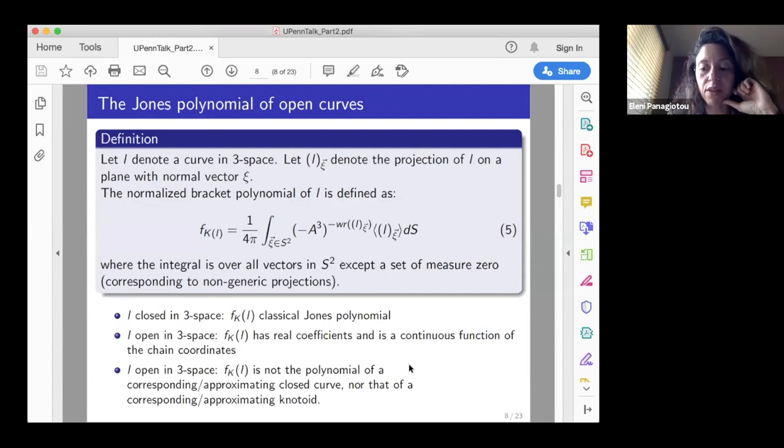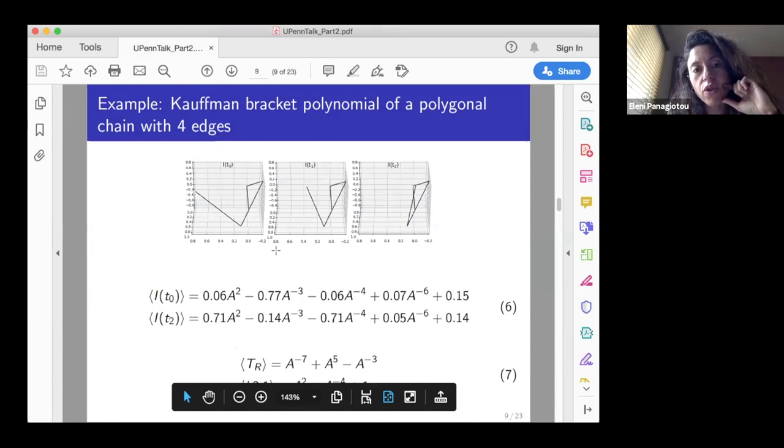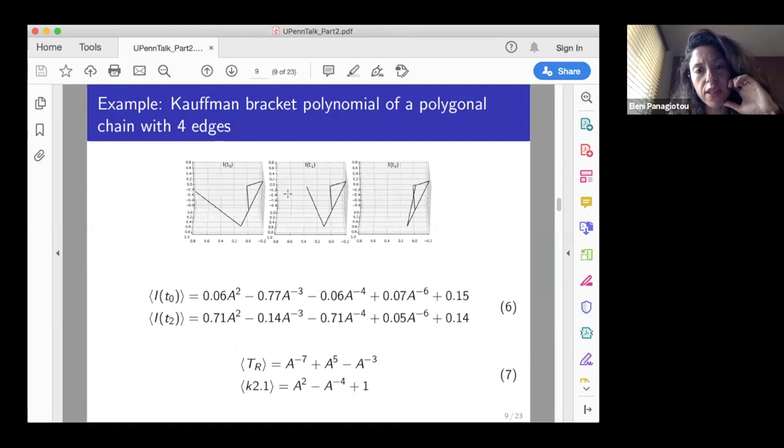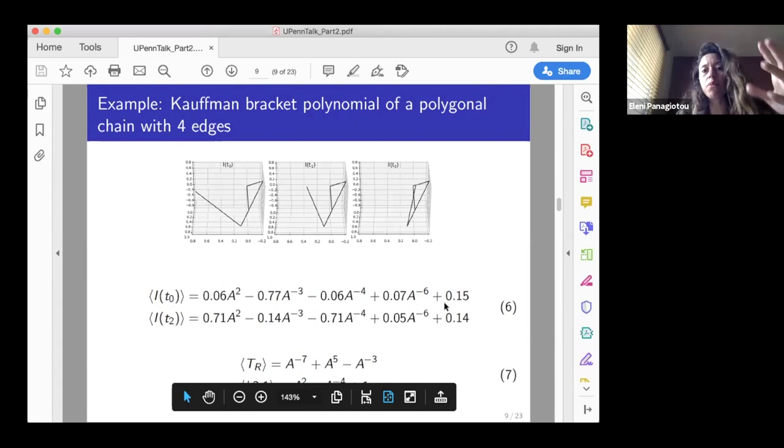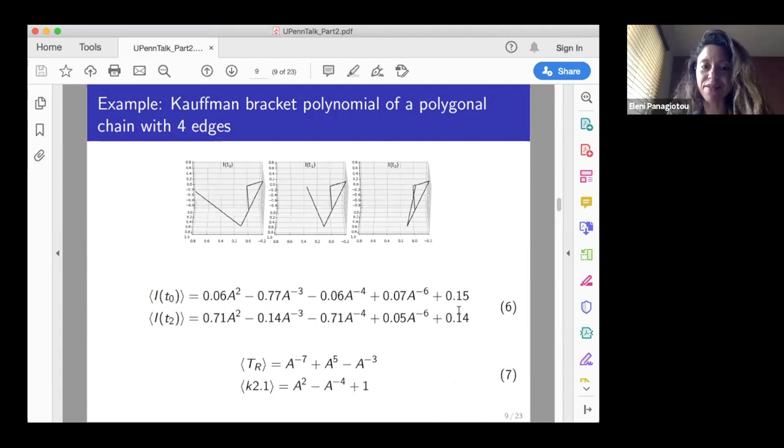So this is an example of what this polynomial looks like. These are some snapshots of a polygonal curve in three space where just one edge is moving. And you see, if we were allowed to have one more edge, this could maybe break there and come and thread inside a trefoil. And you see how the coefficients of the polynomial are changing. If we were doing some more drastic deformations, not only the coefficients, but new powers of A would appear. This is the bracket polynomial that we see here.